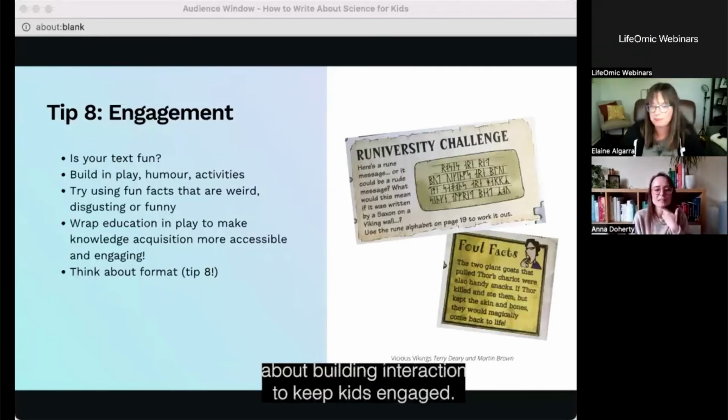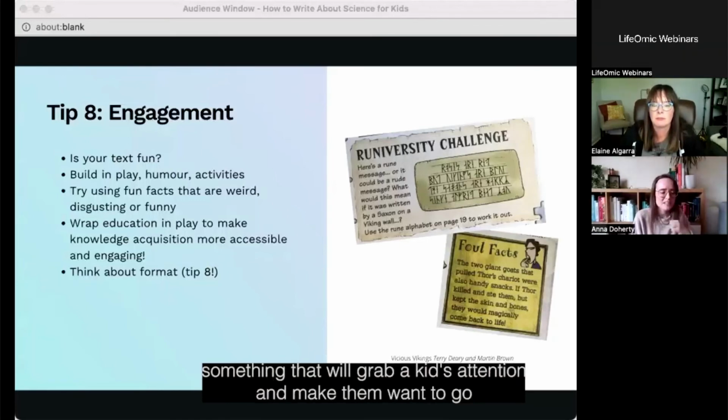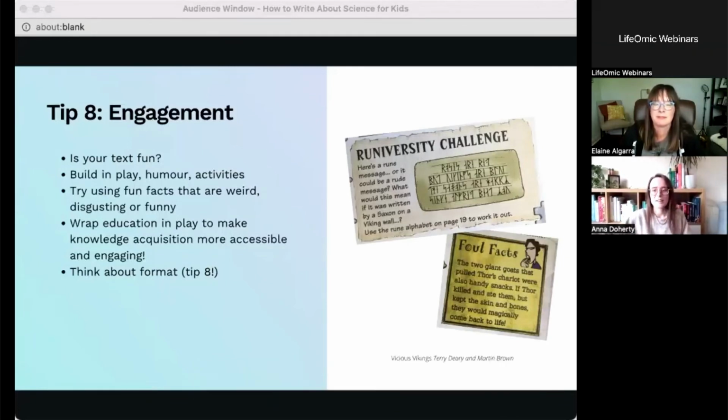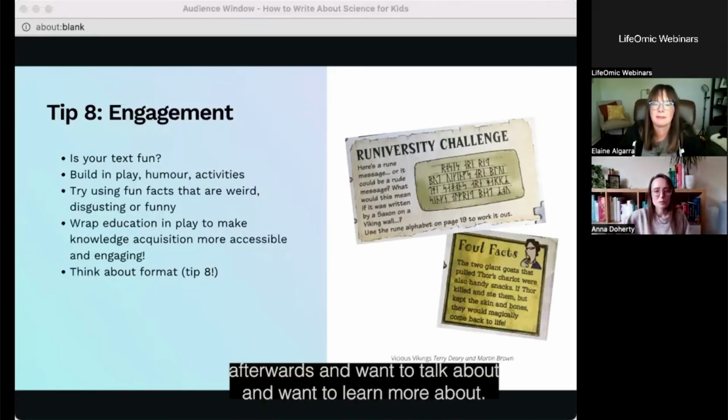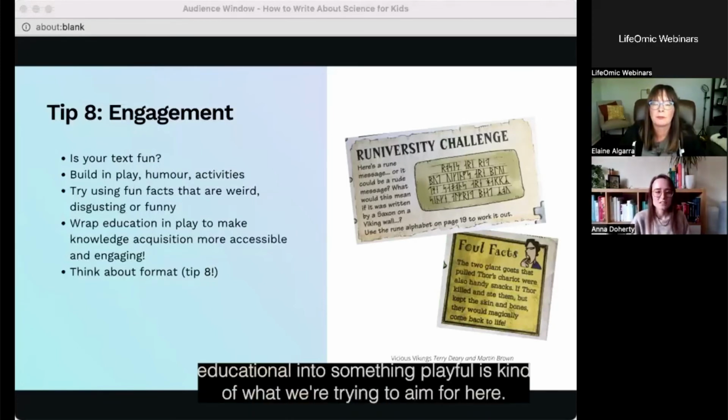So we've talked about building interaction to keep kids engaged, but could you add in any fun facts or gross facts or funny things, something that will grab a kid's attention and make them want to go tell their friends about it afterwards, something that they're going to remember and want to talk about and want to learn more about? Making something educational into something playful is kind of what we're trying to aim for here.